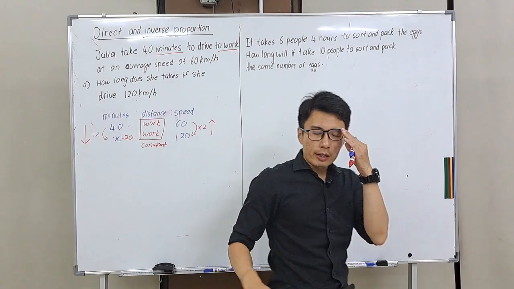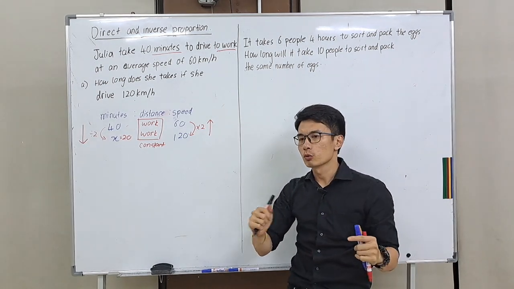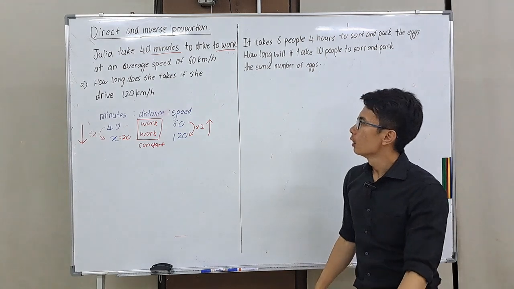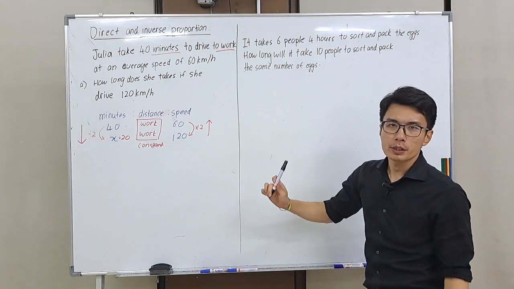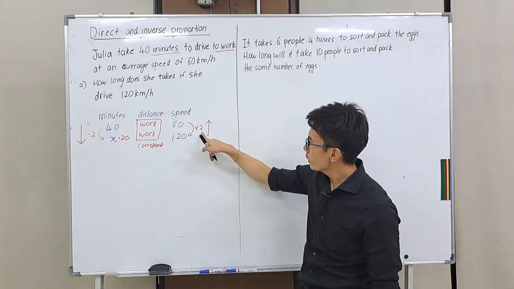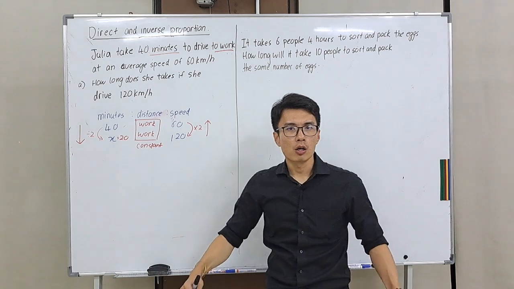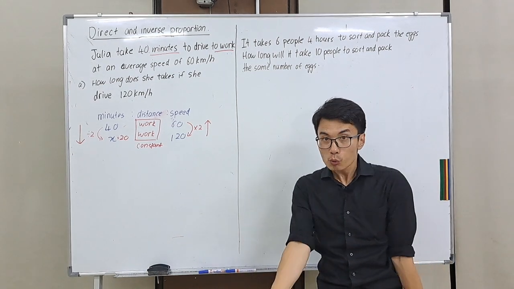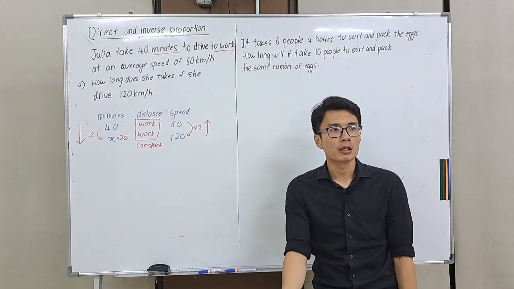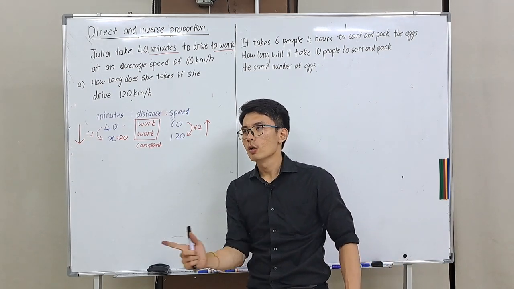Now, let's take a look at these two questions here. I'm going to compare them to show you something. If we take a look over here, we see that we can always multiply or sometimes divide a whole number. That's so convenient. But the question is, is that always the case?